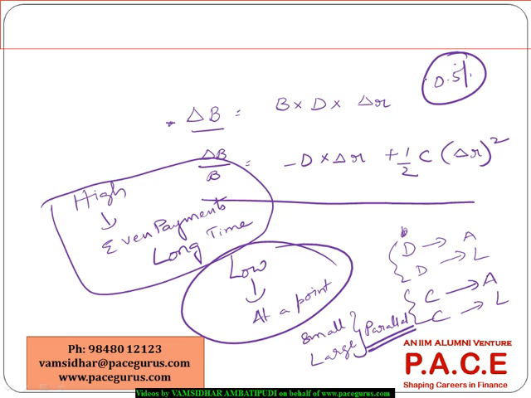So that is what I wanted to talk about, the two powerful measures of interest rate risk, the duration and the convexity.